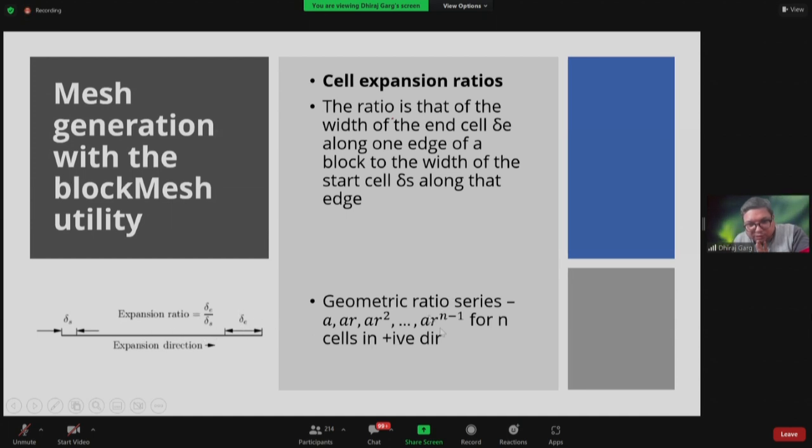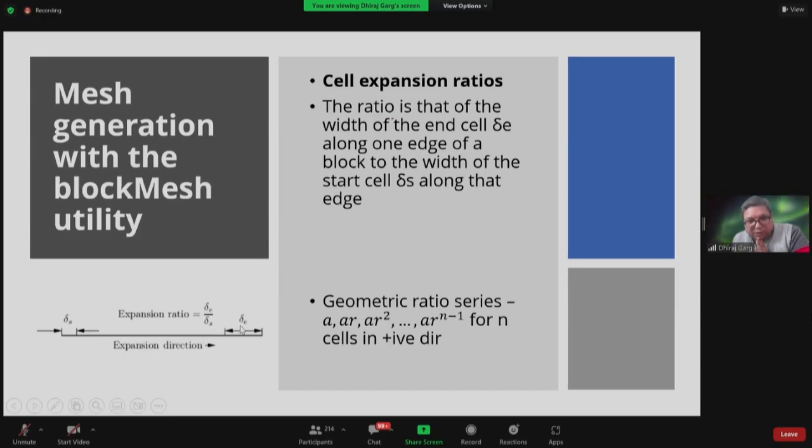So this is the total expansion factor. You can actually create this on your own, and you can write the equation accordingly. And you can see that if R is more than 1, the cell will expand with consecutive cells. If R is less than 1, the consecutive cells will shorten.